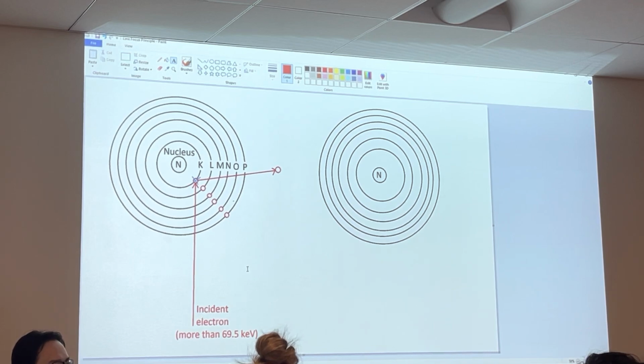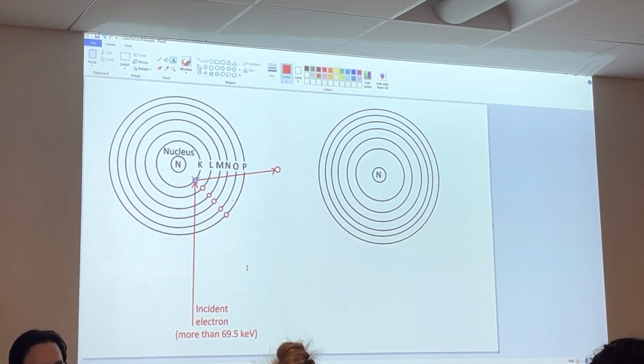Characteristic cascade. Okay, characteristic cascade. What is that? The outer shell electrons move into the vacant hole. All right, outer shell electrons start moving in, bloop, bloop, bloop, falling down into the K shell. Do they have to go in order? No. They do not have to go in order.